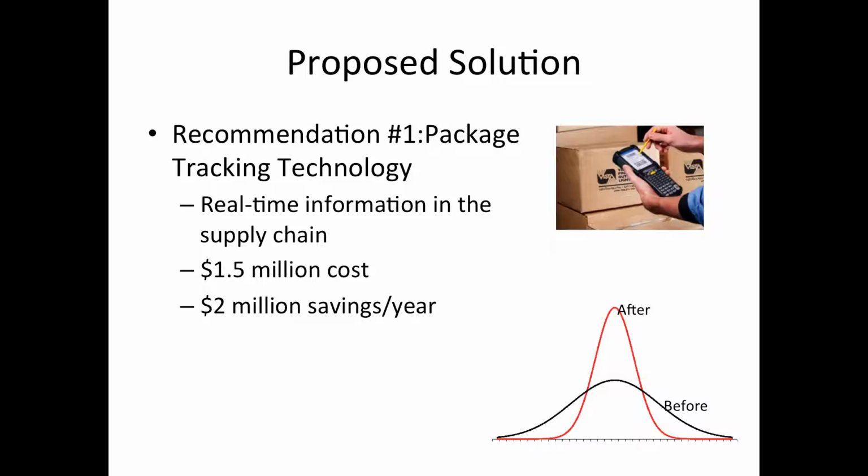While this technology is not cheap, it's going to cost Banana Computer approximately $1.5 million. Their approximate savings will be around $2 million of savings for every year that they implement. So you can see within the first year that they're going to go ahead and recover $500,000. And as you can see from this graph down below, the variation that existed before is now greatly reduced and we get a much tighter normal distribution.